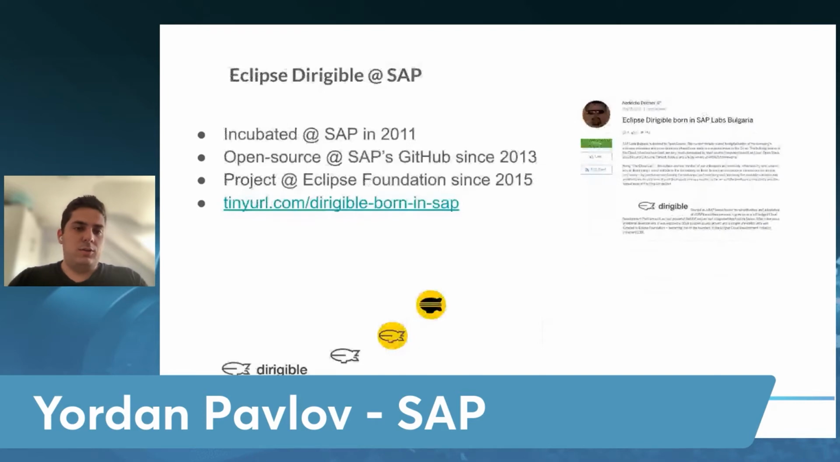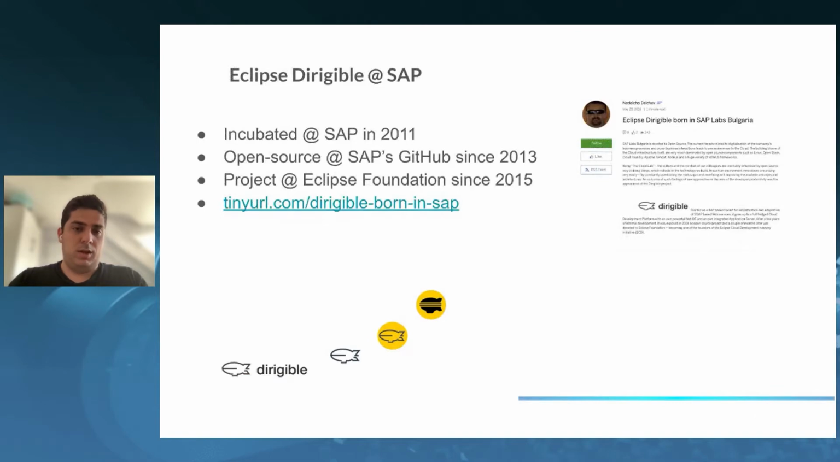All right, so a little bit of history. The inception of Dirigible was back in 2011. It is more than 10 years ago. It was incubated in SAP.